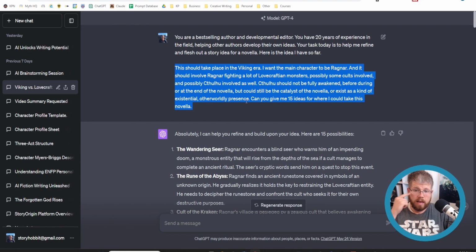So basically, I had the initial concept, but I was lacking a little bit in the actual plot of this novella. I didn't really know what it should be like. I just knew I wanted the character to be Ragnar, and I wanted it to be about Vikings versus Lovecraftian monsters.